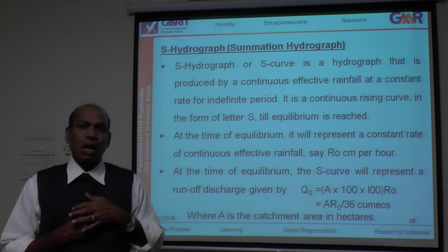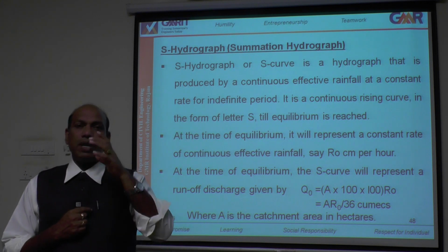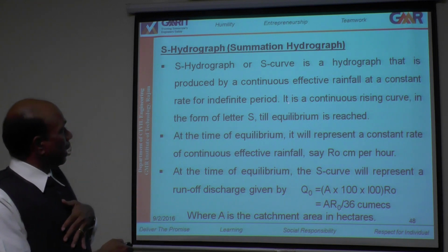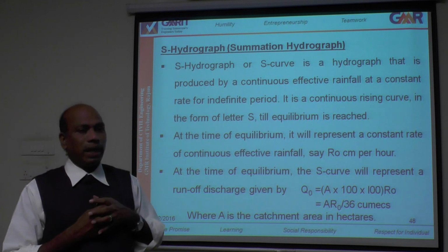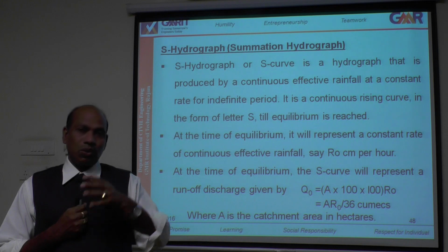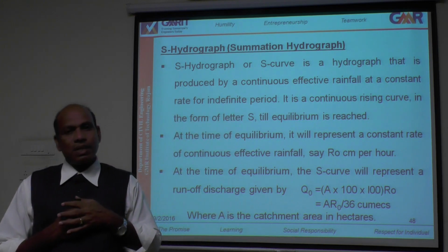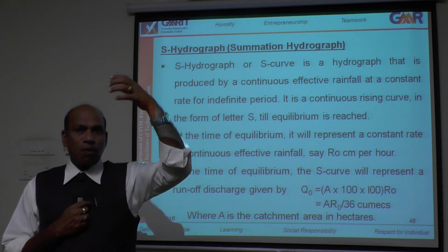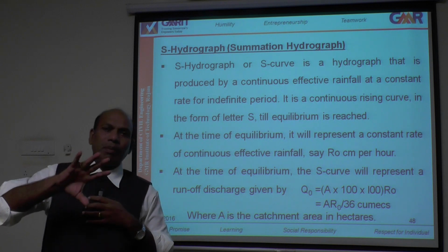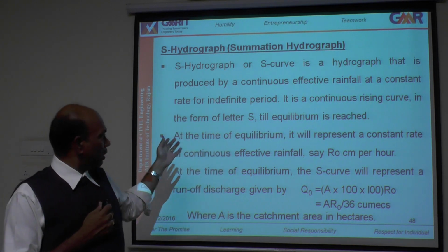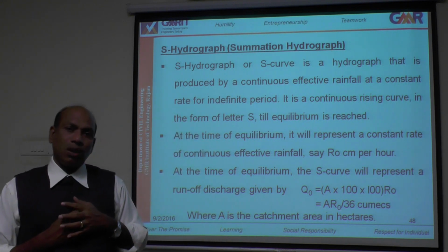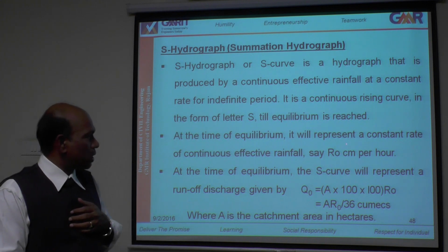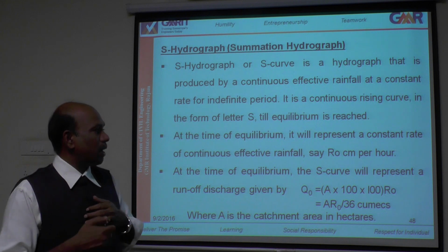that is produced by a continuous effective rainfall at a constant rate for an infinite period. It is a continuous rising curve in the form of the letter S till equilibrium is reached. What is equilibrium here? At the time of equilibrium, what is happening? The X quantity of rainfall falling on the ground surface, that X quantity is diverted into the direct runoff. Based on that statement, it will represent a constant rate of continuous effective rainfall at the time of equilibrium. Constant rate of continuous effective rainfall is represented by R0, centimeter per hour.